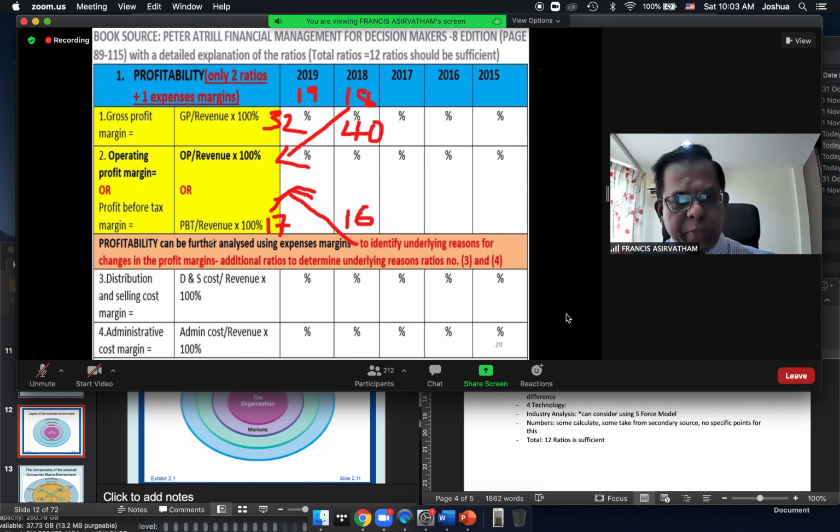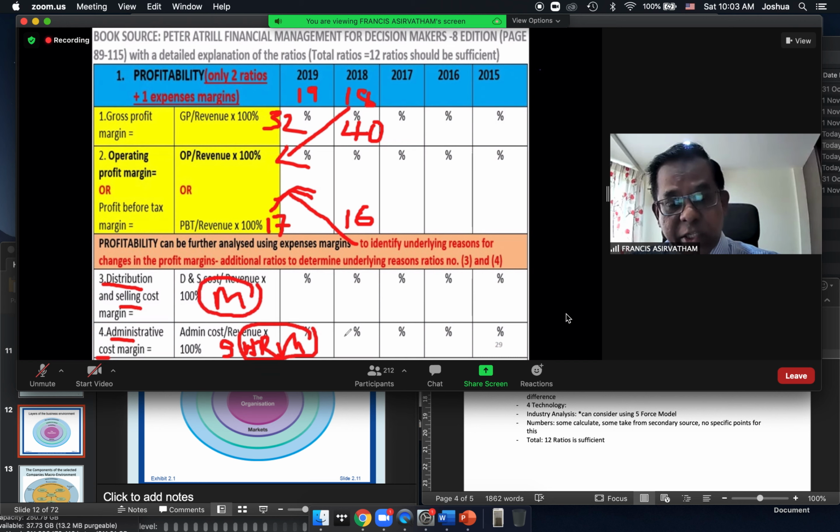That is why I asked the students to study selling and distribution cost, admin costs. It's up to you. If I was a student, I would take both costs. Distribution cost means marketing costs. Admin cost means staff salary, HRM cost. If I'm a student, I want to know what is your move on marketing? What is your move on HRM?